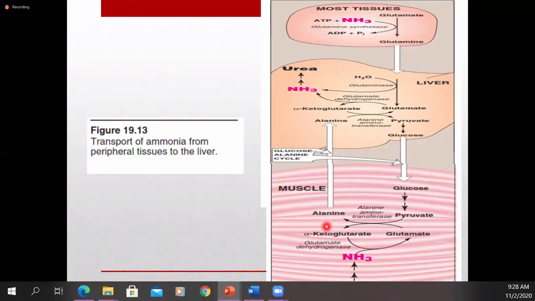So generally speaking, all of the ammonia that will be generated by tissues or by the muscles has to be transported to the liver, either as alanine by the muscles or as glutamine by other types of cells. Glutamine will be converted to glutamate, and alanine can be converted to glutamate. Eventually it will be deaminated to generate ammonia, and ammonia will enter the urea cycle, which is already designated to the liver.